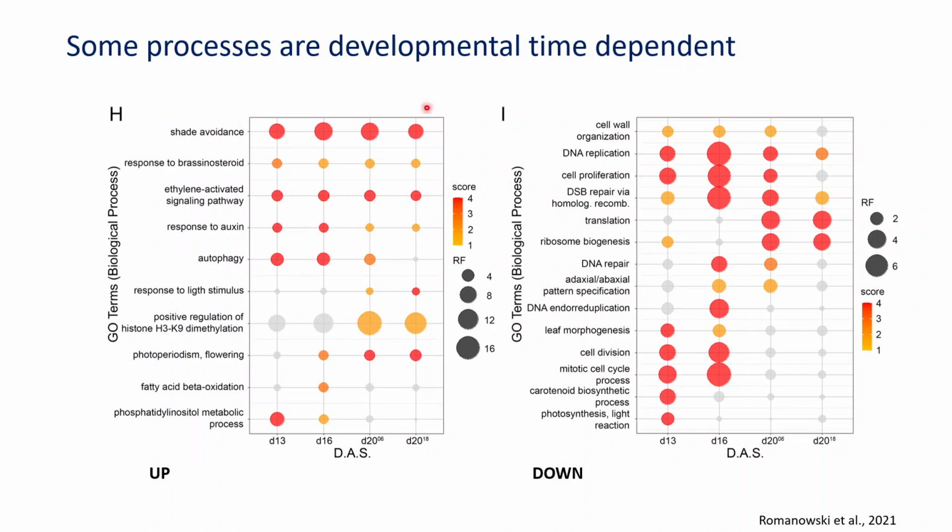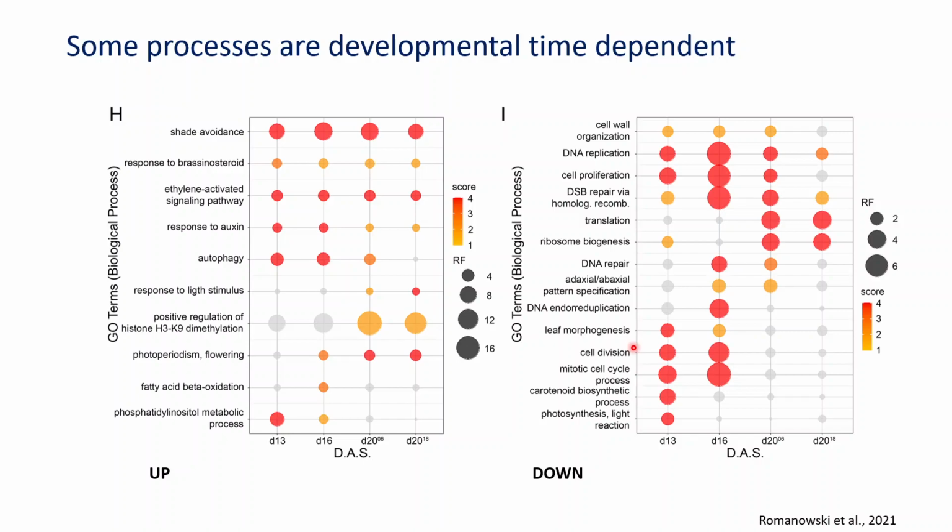So these usual suspects were a way to show that our design was effective and was valid. And we could see that in addition to these classical responders, there are also others that are, for example, dependent on developmental time, such as flowering or histone demethylation or fatty acid beta oxidation. Now, when we looked at the downregulated ones, we could also see that some of them were affected all the time, such as DNA replication, and others were only affected, for example, early on, like leaf morphogenesis or cell division.